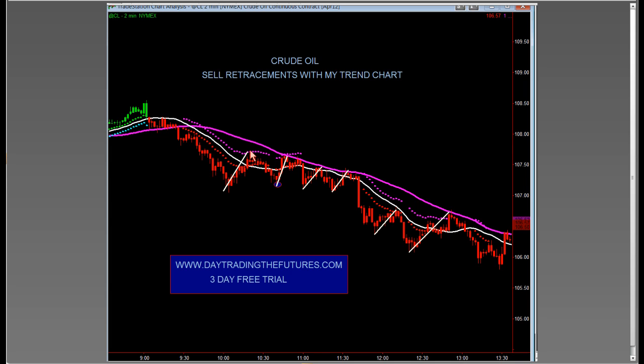Look at this trade right here. Retracement short, retracement short, retracement short. If you buy and sell crude oil, you have to buy and sell retracements in order to make money in crude oil, and I teach you how to do that.